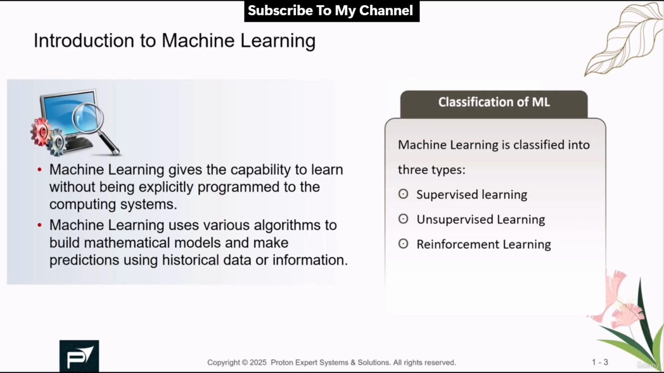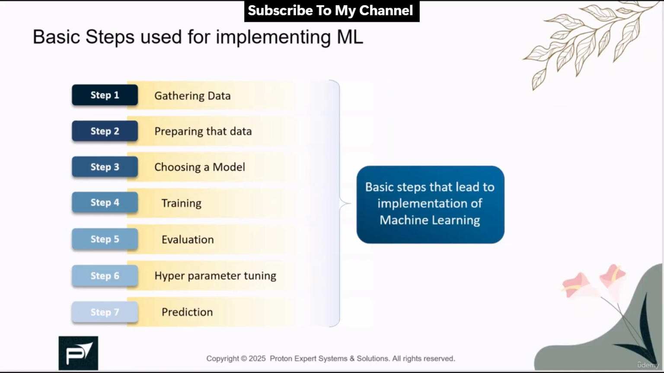Let's understand the basic steps used for implementing ML. Step 1 is gathering data, then preparing the data, choosing a model, training, evaluation, hyperparameter tuning, and prediction.